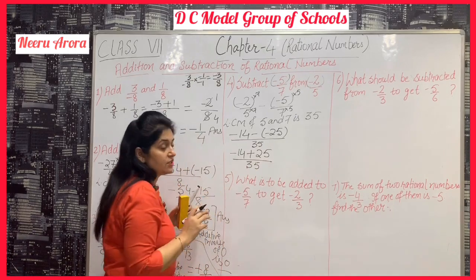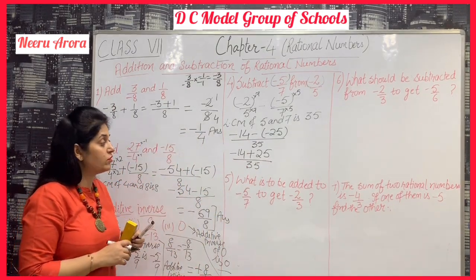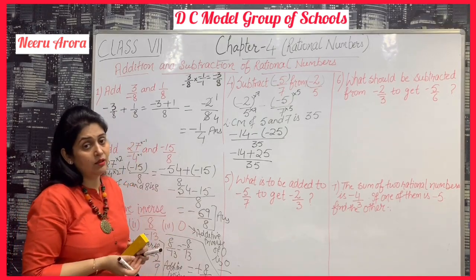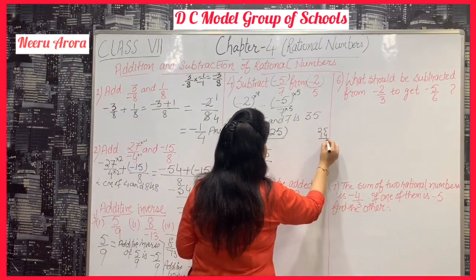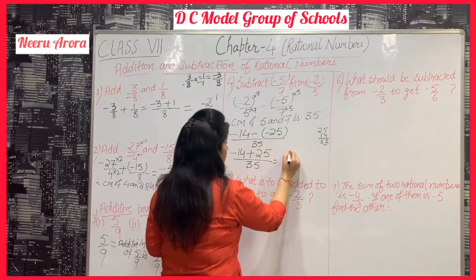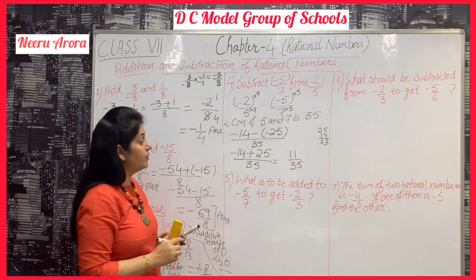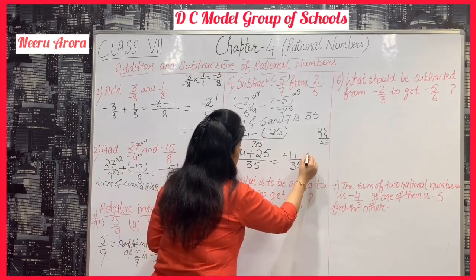So see, these are opposite signs. Whenever we have opposite signs, meaning one term is negative and one is positive, we subtract the numbers. So just subtract 25 minus 14. Here it comes 11 by 35. What about the sign? The sign of the bigger term comes. Here the bigger term is 25, so the sign is plus.